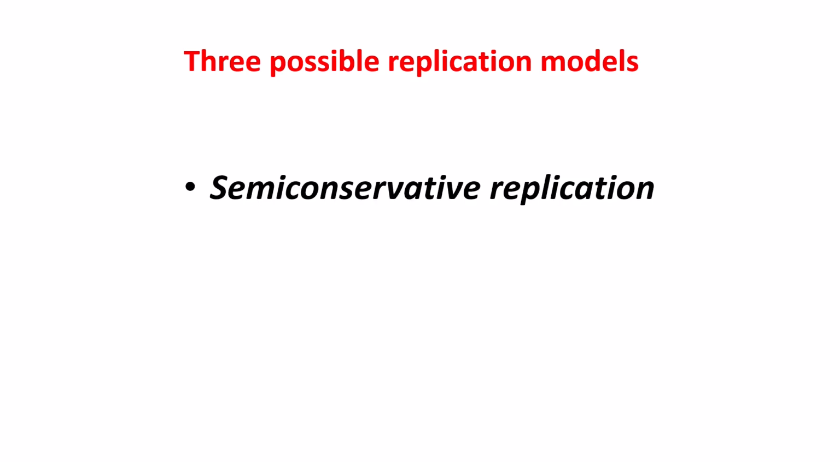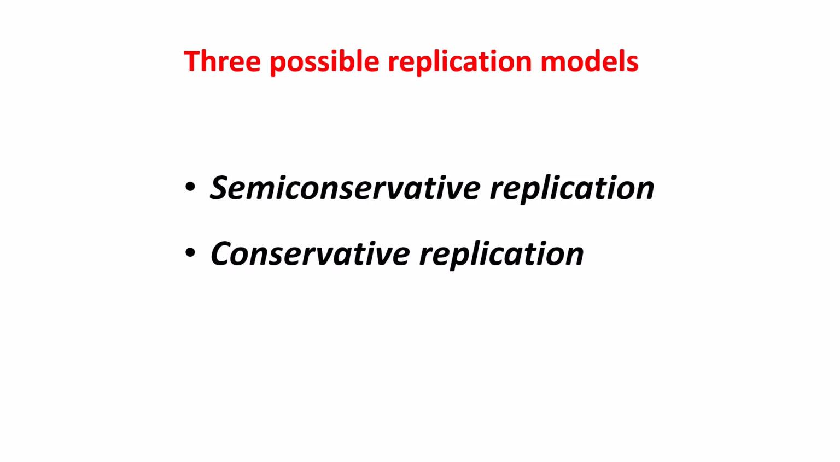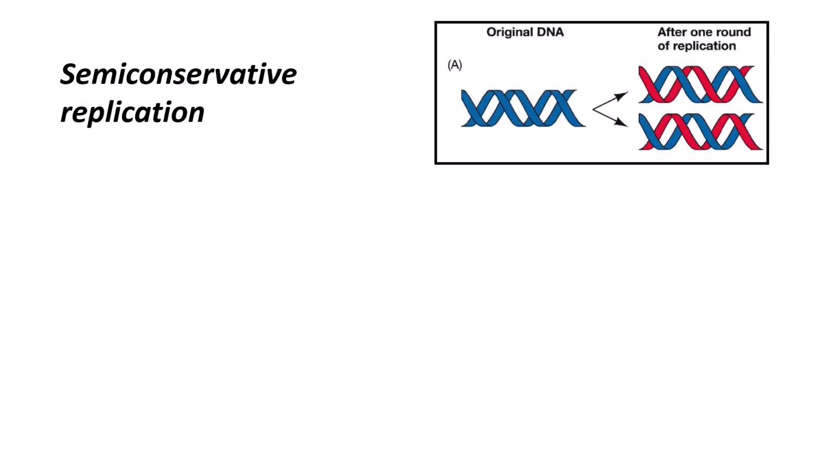When replication was being studied, three possible replication models were proposed or hypothesized. The first one was semi-conservative replication, the second was conservative replication, and the third was the dispersive mode of replication. Let us first talk about the semi-conservative model of replication. This model, which was later experimentally confirmed, proposes that each of the two parental DNA strands serves as the template for the synthesis of new complementary strands.